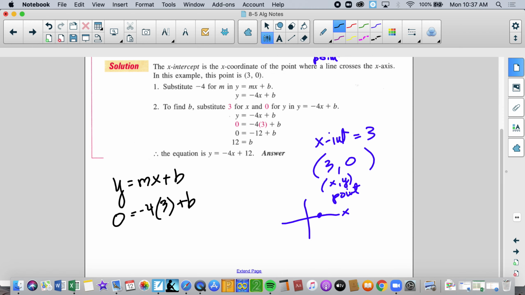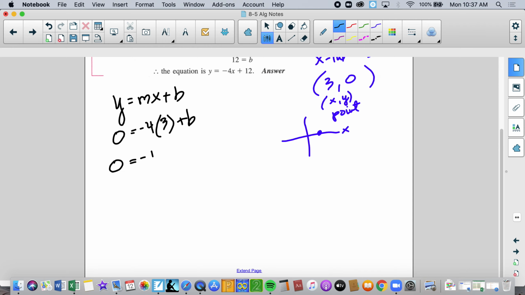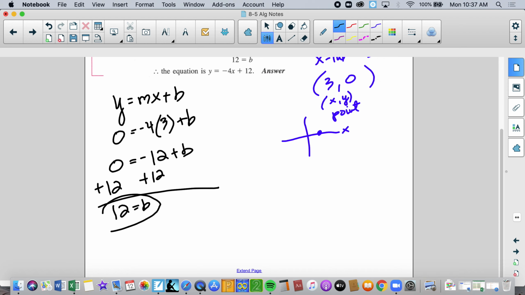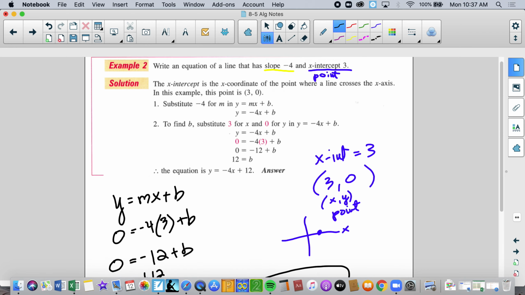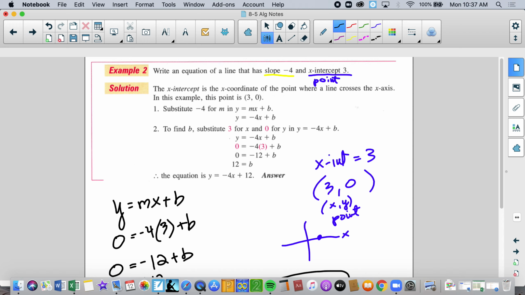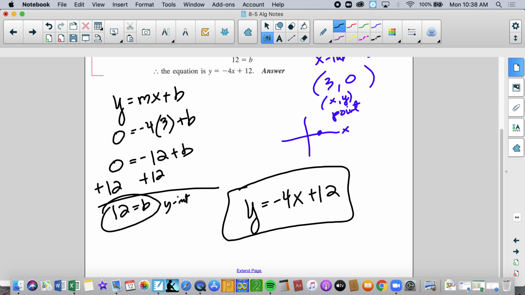So let's simplify this equation. 0 equals -12 plus b. Let's isolate for b. Let's get rid of that -12 by adding 12 to both sides. You get 12 equals b. And this is my y-intercept. So my final answer is going to be y equals, what's the slope? The slope is -4. What's the y-intercept? 12. So we just found an equation for the line that has a slope of -4 and an x-intercept of 3.